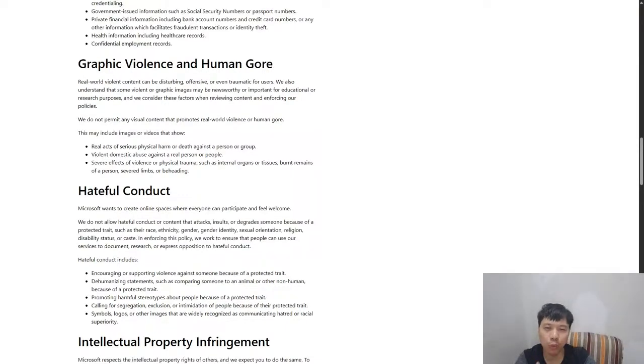This is pretty hard. What if you want to display a terrorist attack, like an emergency, violent domestic abuse against a real person or people? Yes, it is an emergency. What happened? You want to be able to protect some people. Severe effects of violence or physical trauma, such as internal organs or tissues, burnt remains of a person, severed limbs, or beheading. Ooh. Yeah, but the thing is also, guys, this is a private company. So as an owner, you should be able to say what you don't want to deal with.